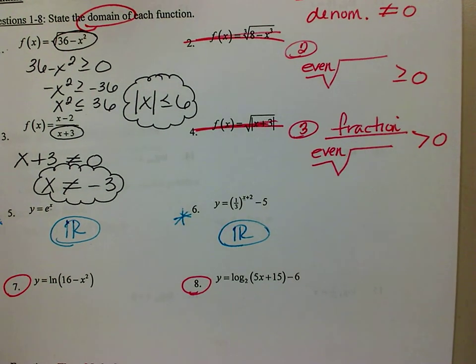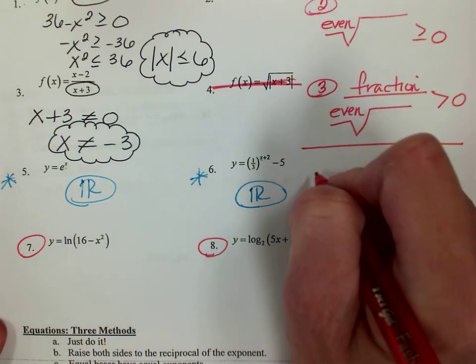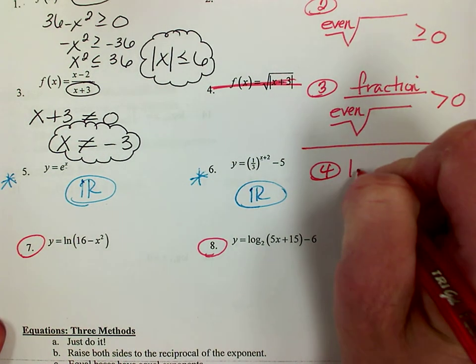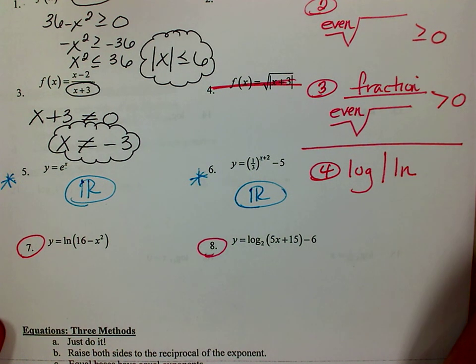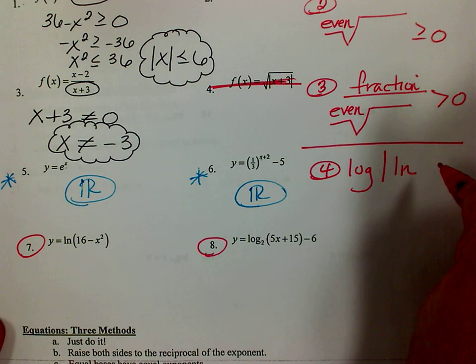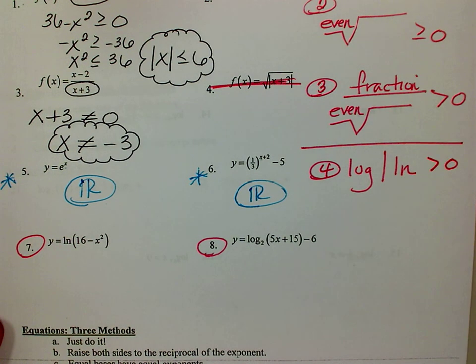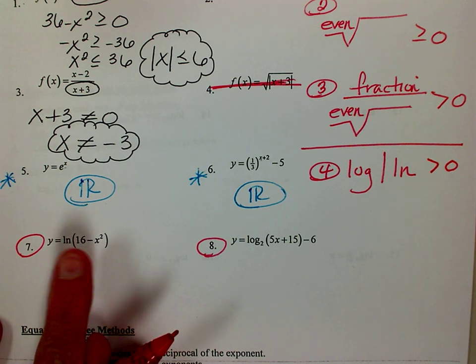Okay, now these 2 are definitely new. So I'm going to add this to my list. So if you have a log or a natural log, then the argument, which is the stuff in parentheses, must be greater than 0. Because if you recall, the argument cannot be 0 or negative.